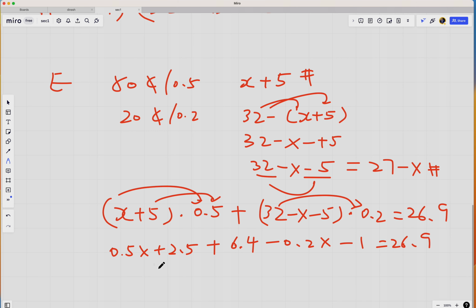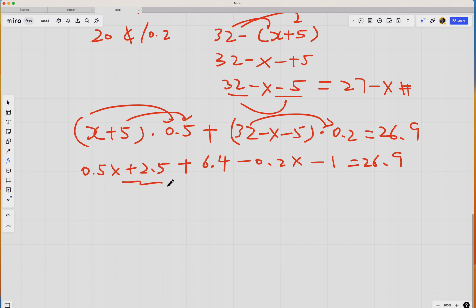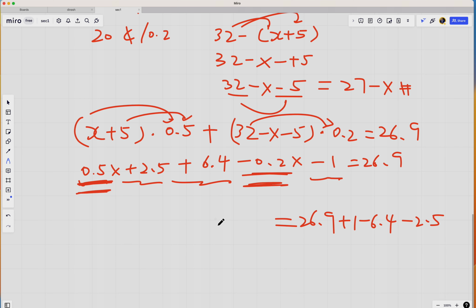Then you continue. My practice is I like to underline similar terms, because if I don't underline them, it looks very messy to me. So all these numbers, I will put to the other side. When I put it to the other side, change sign. Minus 1, plus 1. Plus this one, minus 6.4. Plus this one, minus 2.5. And then the rest is just this one and this one. So 0.5, 0.2, 0.3x. Can you use your calculator to get me the right hand side?